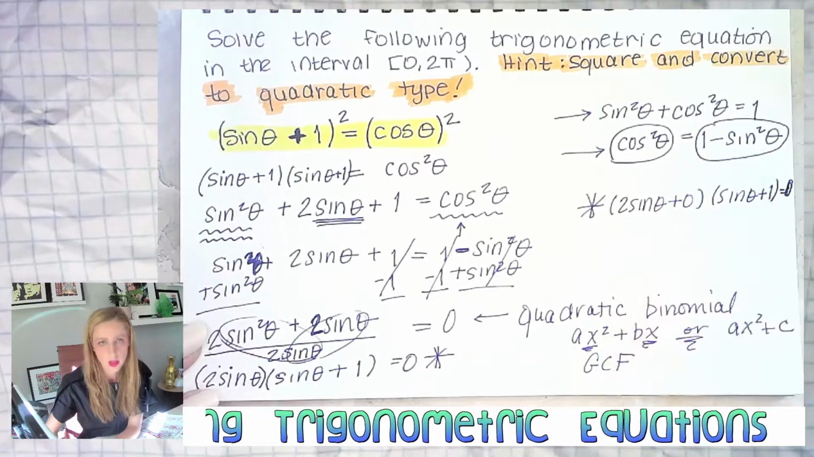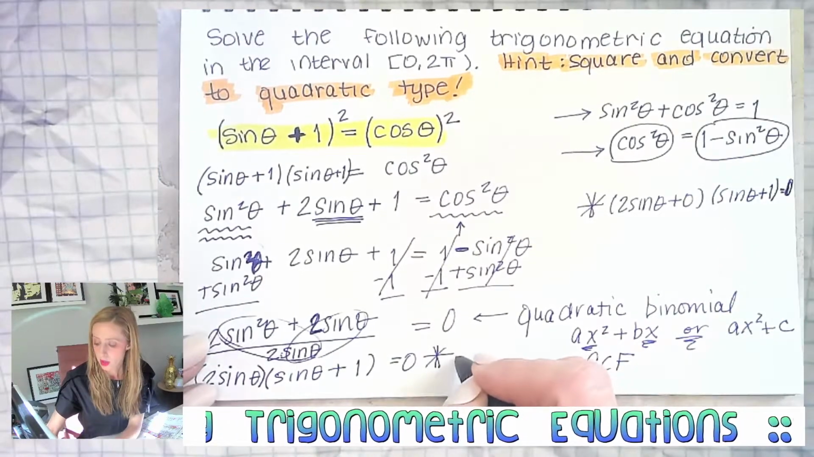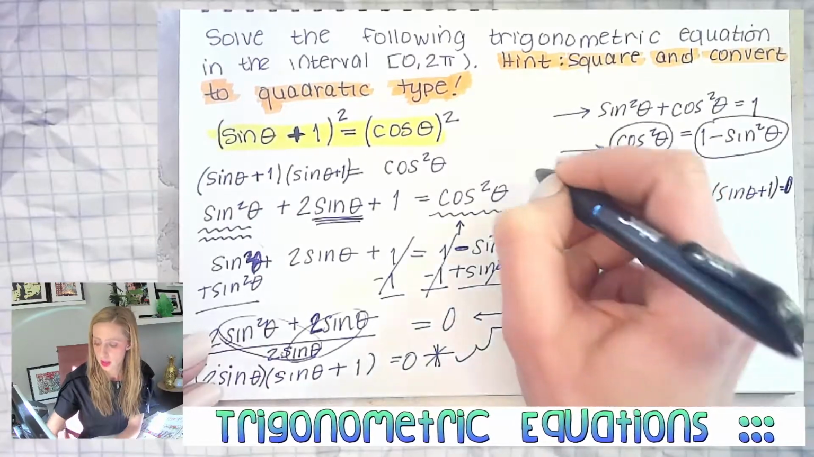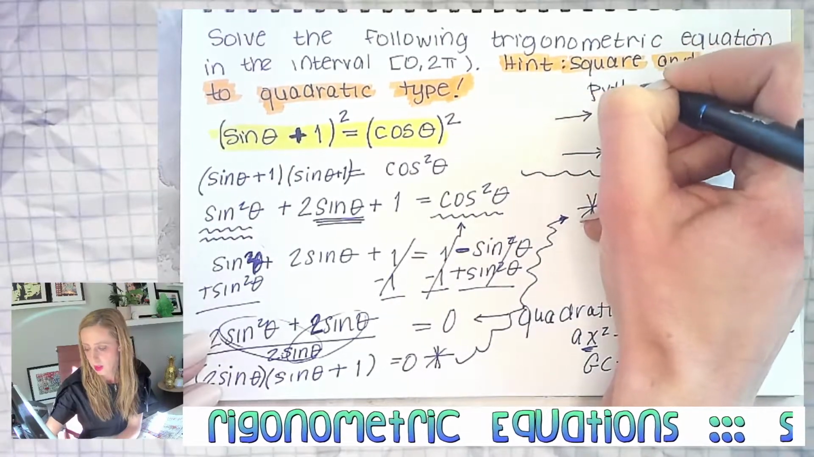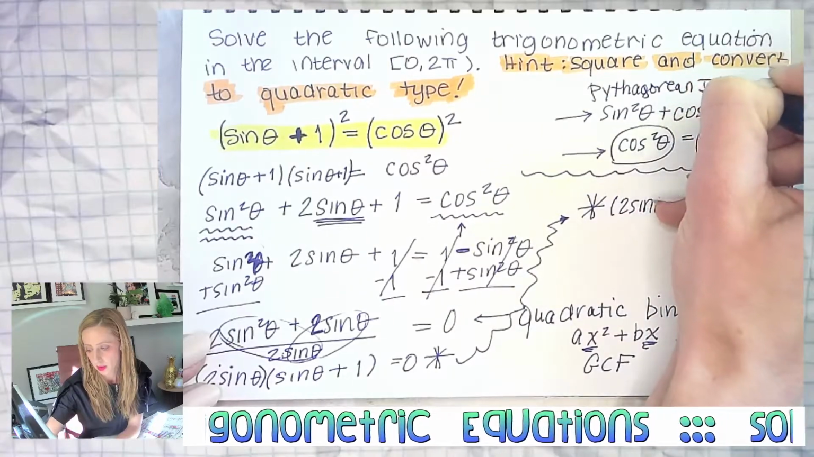Sorry, I'm squeezing over there. That is essentially what's happening, okay? So just going to go over here so I don't have to be so squished. And that was just our Pythagorean identity side work.